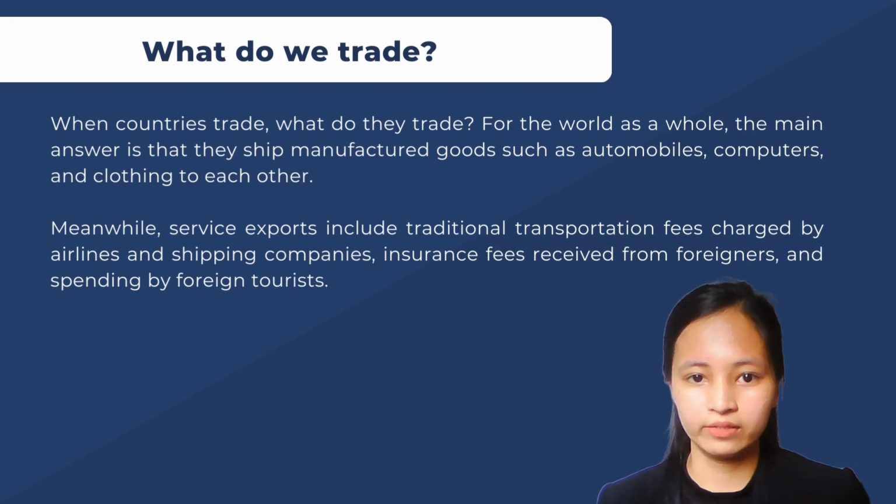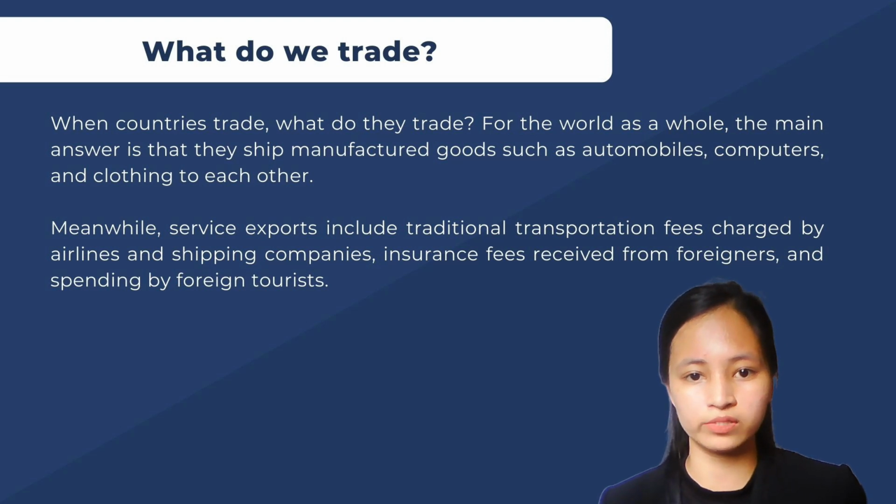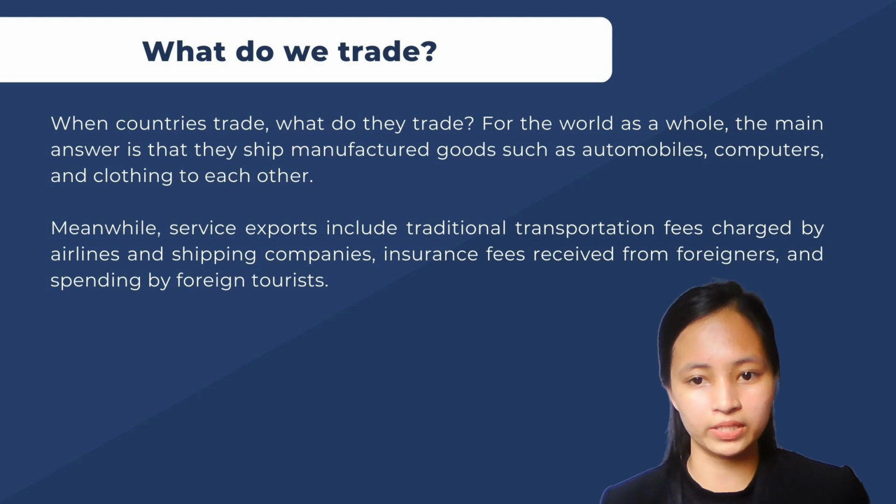What do we trade? When countries trade, what do they trade? For the world as a whole, the main answer is that they ship manufactured goods such as automobiles, computers, and clothing to each other. These are the priorities of the countries to trade. Meanwhile, service exports include traditional transportation fees charged by airlines and shipping companies, insurance fees received from foreigners, and spending by foreign tourists.